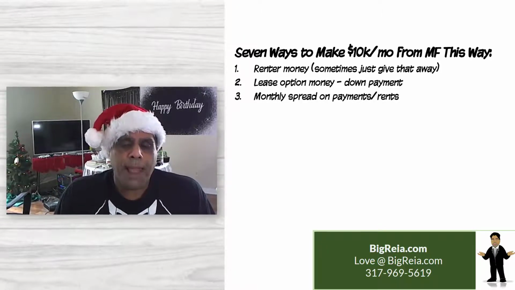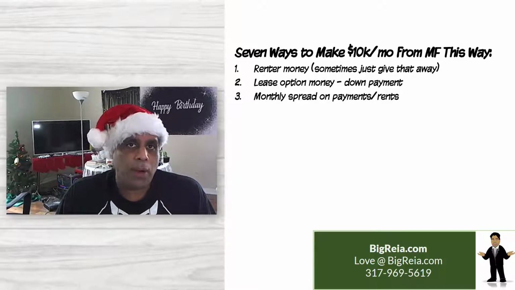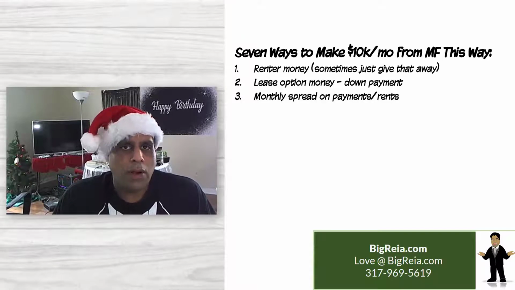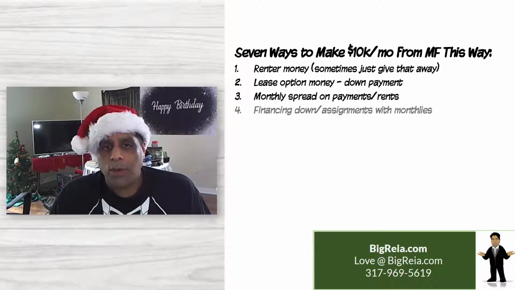Number 3, monthly spread on payments and rents. This is another way to end up with residual money. And we talked about the difference between residuals and recurring, like residuals versus getting royalties. There's a big difference there. You want to make sure that you're doing both. So that's number 3, monthly spreads.